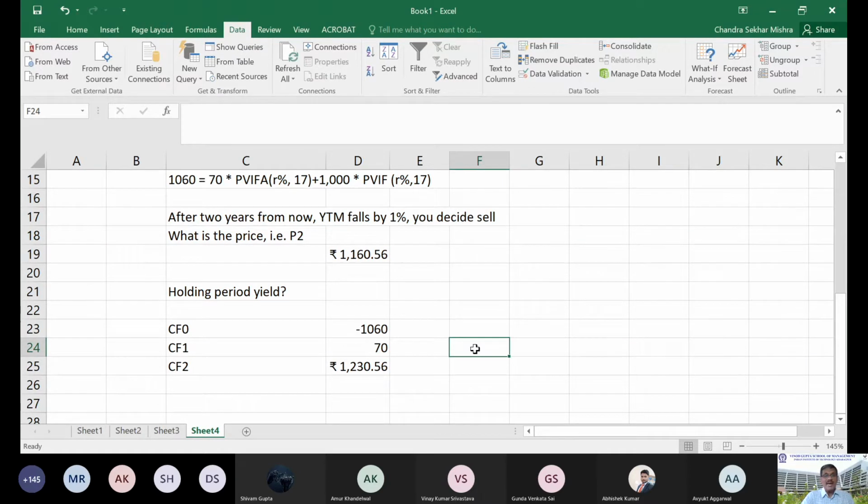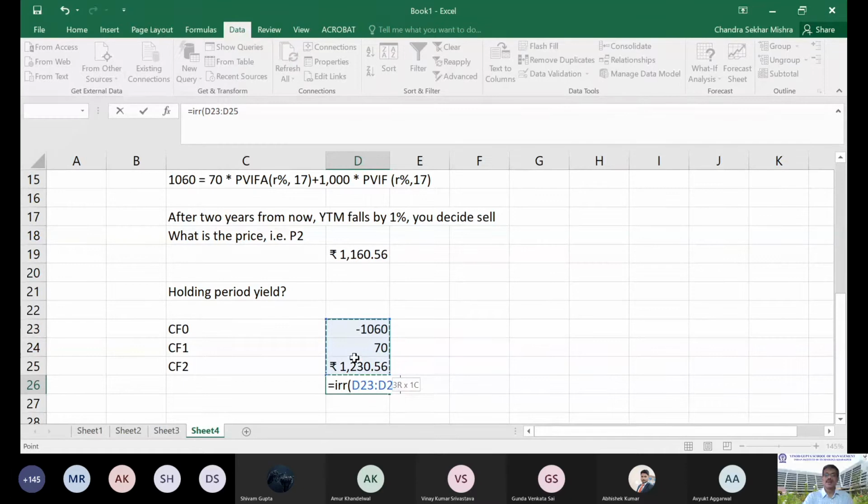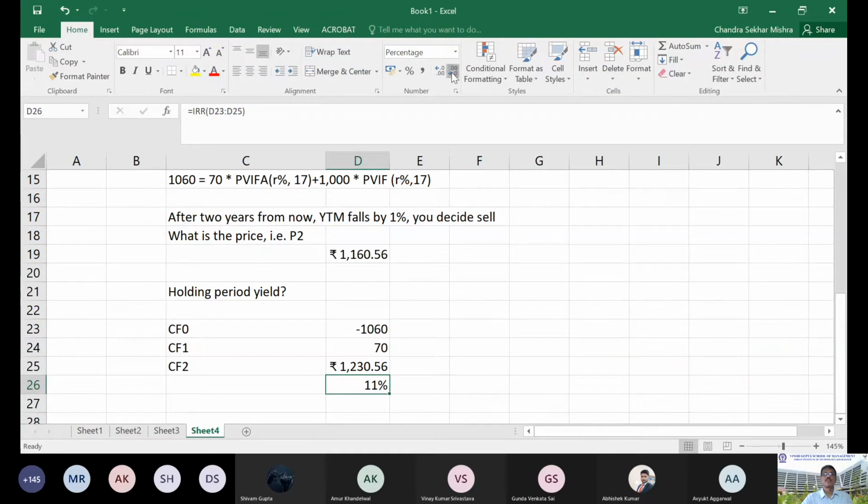If I have to use Excel, there is a very simple formula. I use a formula called internal rate of return, IRR. I give that and I get 11 point something. Let me increase the decimals. So 11.1.